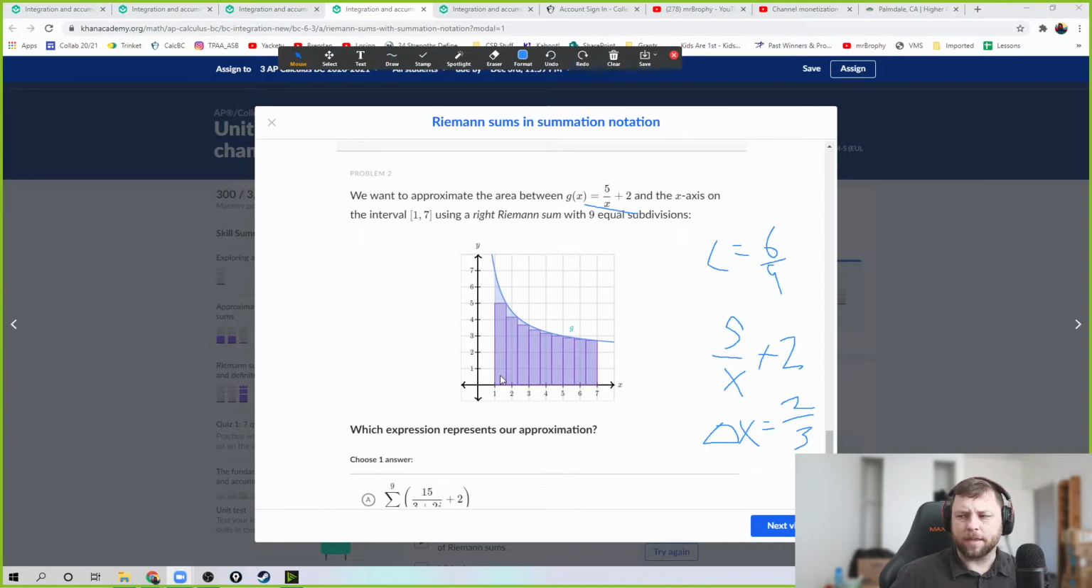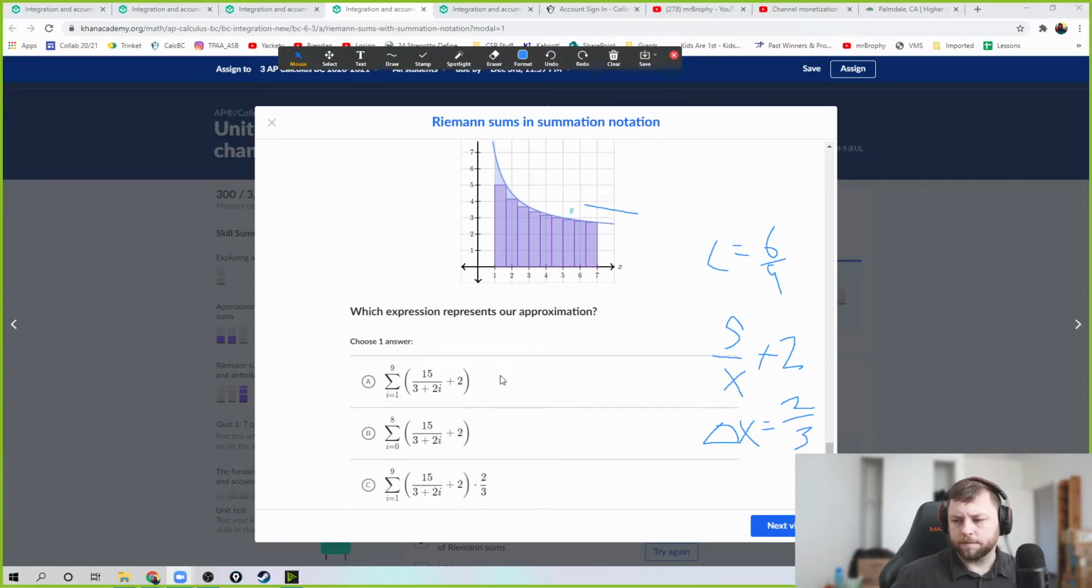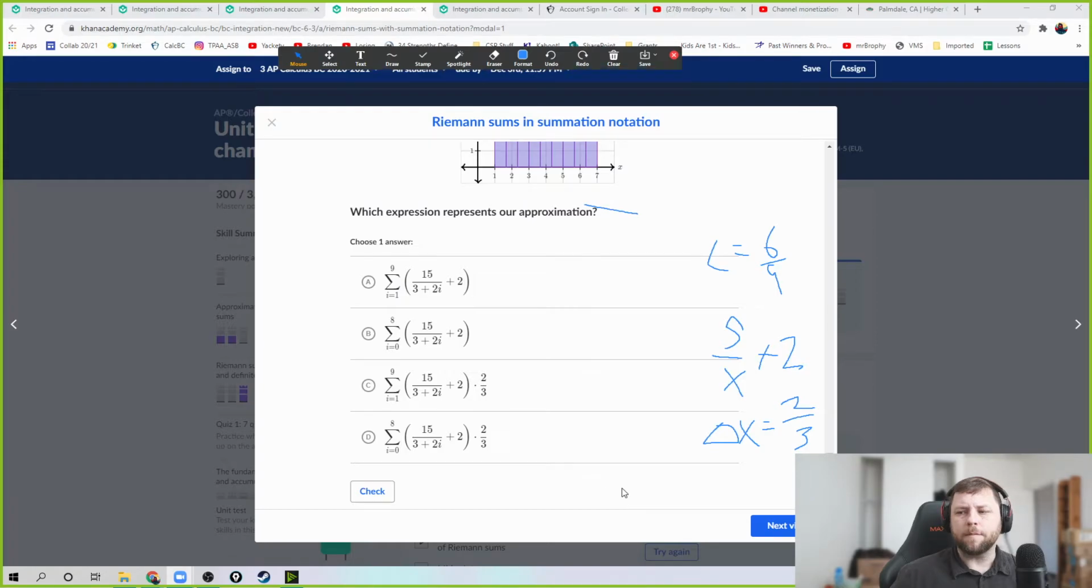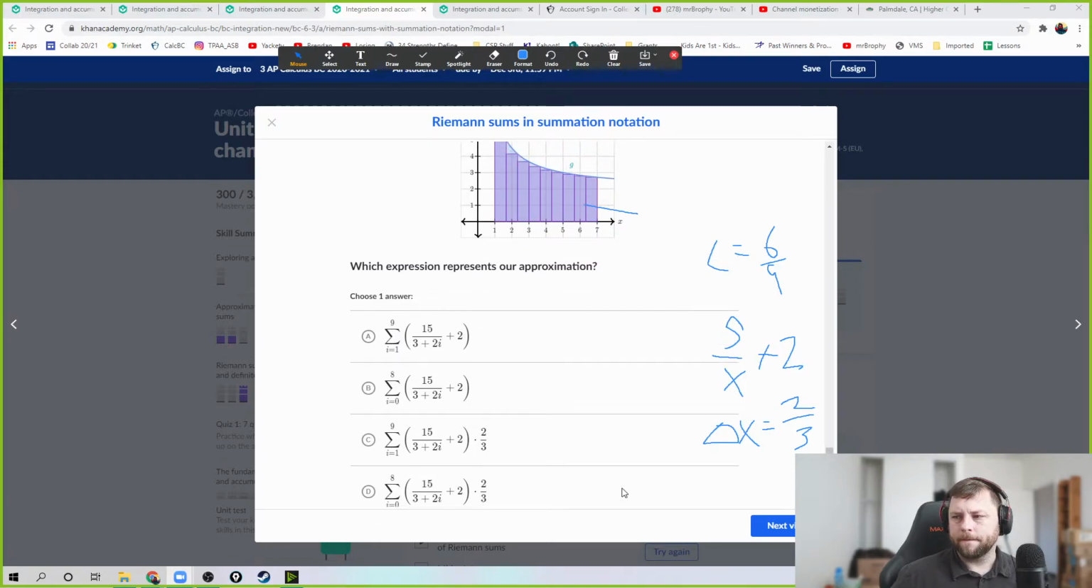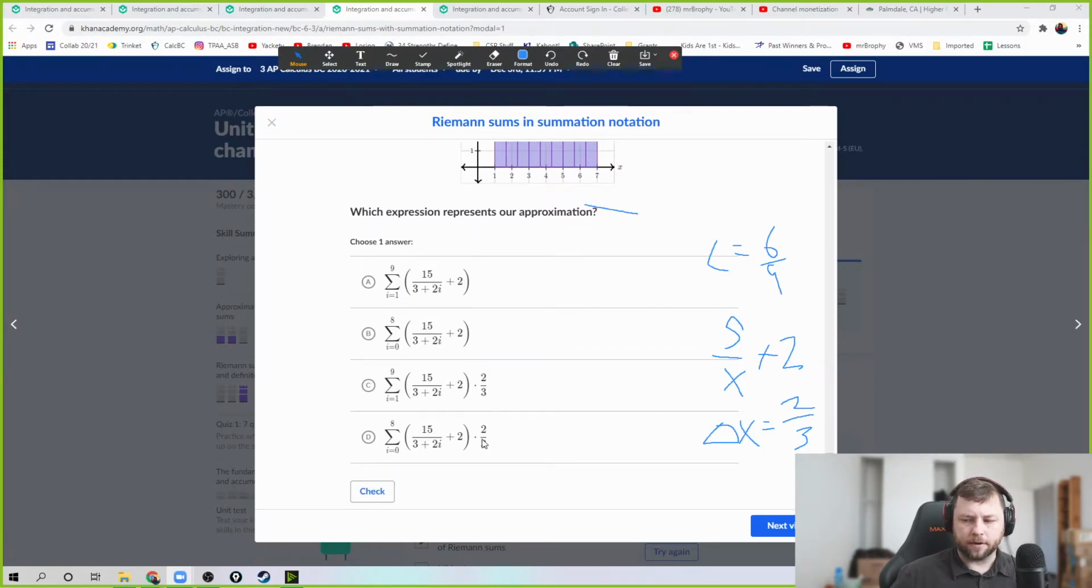So I'm looking for something that has a width of 2/3. So if I'm looking at my choices here, I know it's got to be C or D, because that's the width of the rectangle, not A or B. And which one of these is going to match up? So the question is, what's the difference? This one goes from 0 to 8, so it's 9 subdivisions, but starts at 0. This one's 1 to 9. It's also 9. So they're both 9 rectangles.